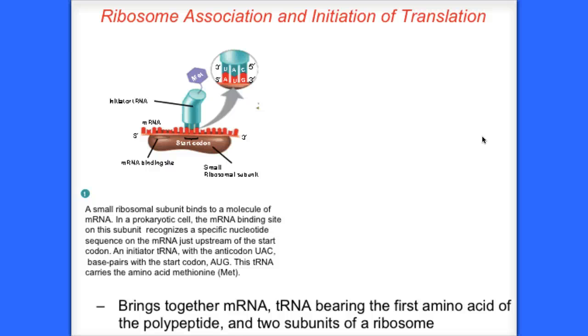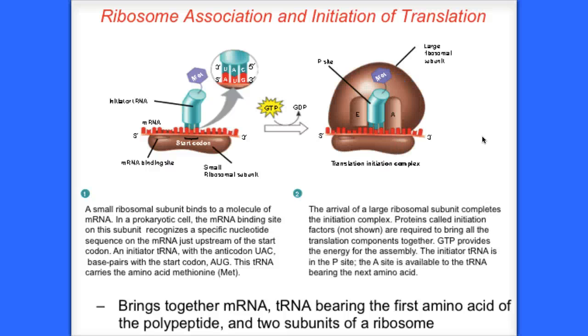Once these two get attached, the transfer RNA, having the first amino acid, methionine, and always having the anticodon UAC, comes and binds temporarily to the codon. The codon is AUG, the initiation codon. So this process is initiation. The bigger ribosomal unit then comes and attaches, and this ribosomal complex then shifts further.